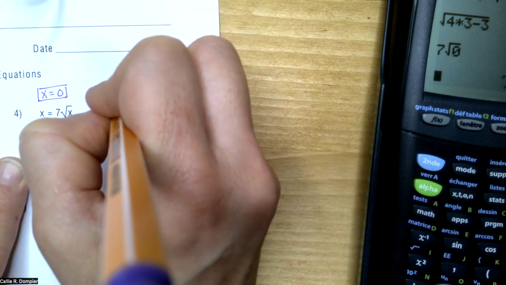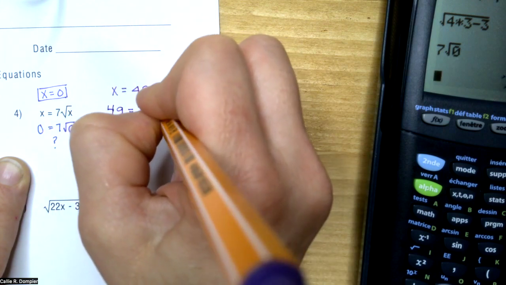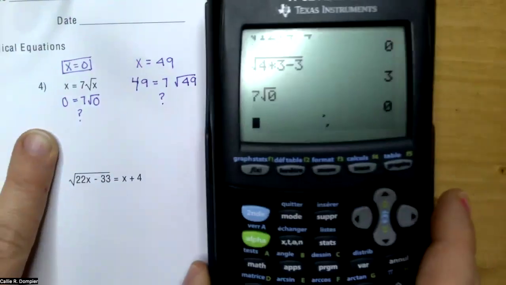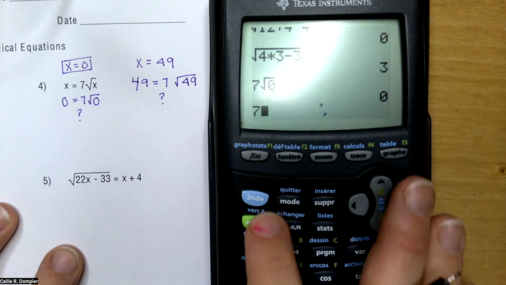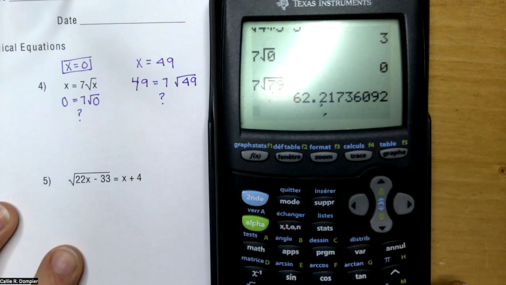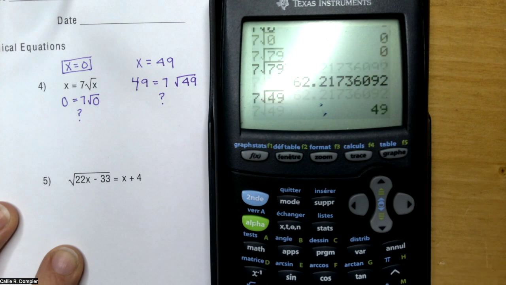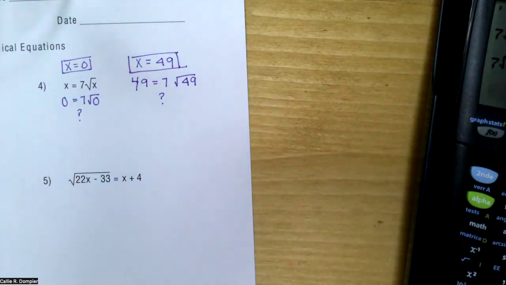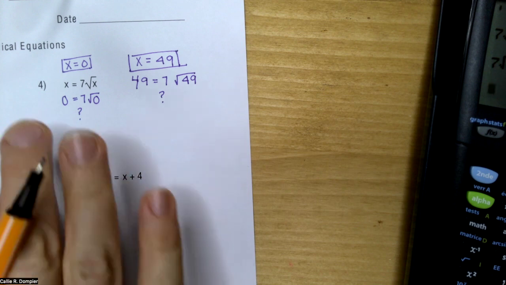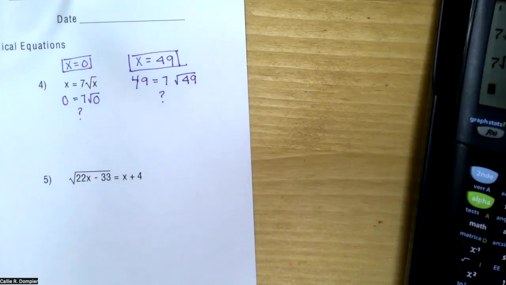So does that mean 49 equals 7 times the square root of 49? Is that true? So I just put 49 in for x and 49 in for x on the other side. 7 times the square root of 49 is 49. That is true. So those are both true solutions to x. The equation is true if I put in 0 on this side and 0 on this side. The equation is true if I put in 49 on this side and 49 on this side.